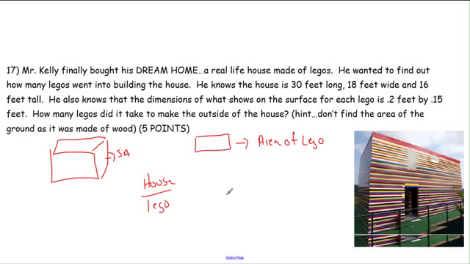Now, here's a trick. Say my answer is 100.1. How many Legos do I need? Well, a lot of you round and say I need 100 Legos. That's not right. If I need to get this 100.1, 100 won't cover this extra. This is not a rounding situation where I round down. I would actually need 101 Legos. Okay? Alright, so there you have it.